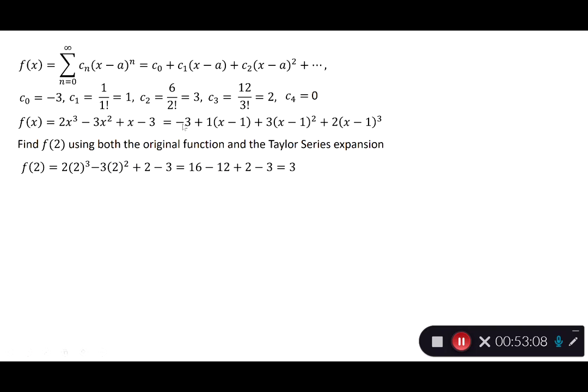Now do the same thing, but this time use the Taylor expansion. So plug in x equals 2, and guess what? That also turns out to be 3. Coincidence? No. It's got to work out like that. If it doesn't, then you goofed somewhere, or I goofed somewhere. If I didn't get f of 2 to be the same value as the direct value, especially understand this, please.